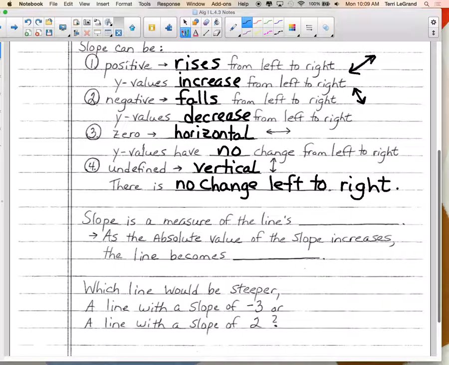So there are 4 different types of slope, and we better be able to look at a graph and say, I already know what type of slope I'm going to have. Positive, negative, 0, or undefined.